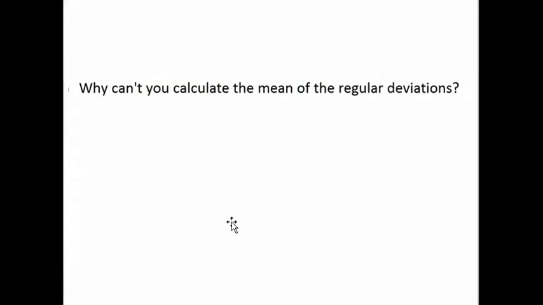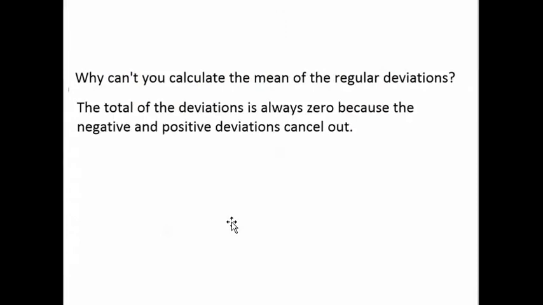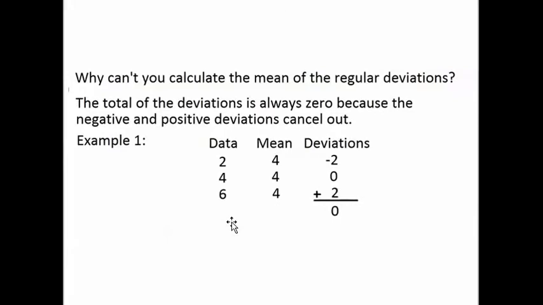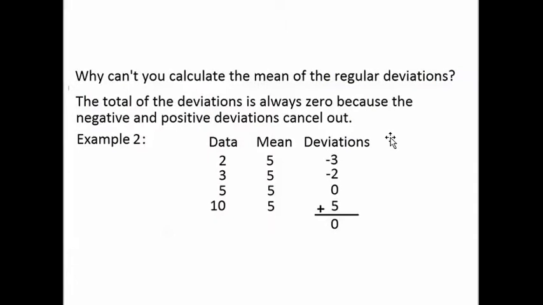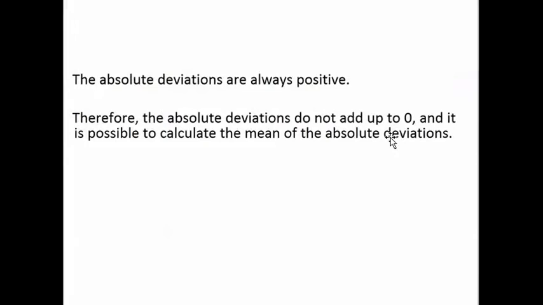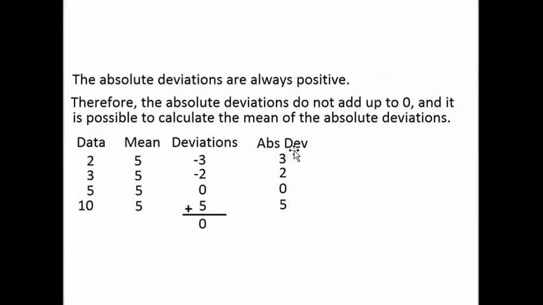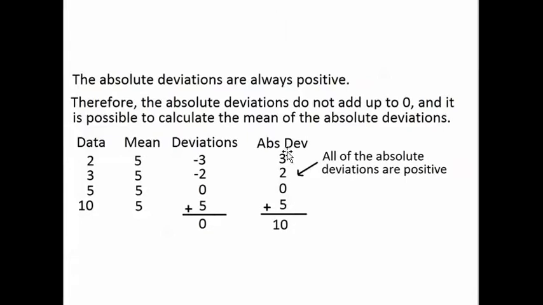Now, why can't you just find the mean of the regular deviations? I mean, why can't you find the mean of this column right here? The reason is because these values always add up to 0, because the positive and negative numbers cancel each other out. That'll always happen in any data set. So in order to keep that from happening, you have to find the absolute value of each deviation. When you find the absolute values, all of the deviations become positive, and they no longer add up to 0.